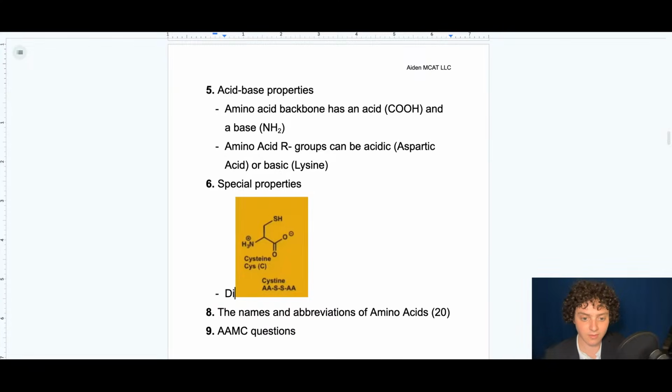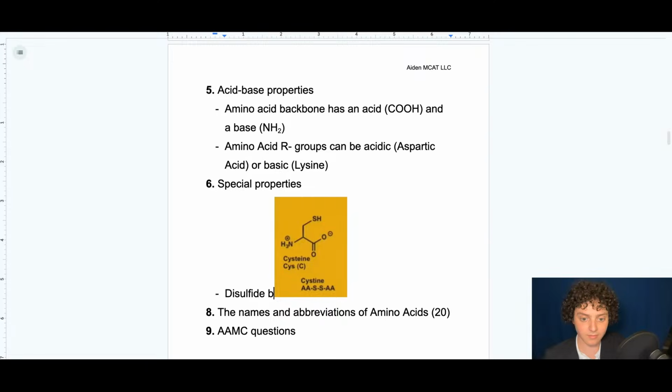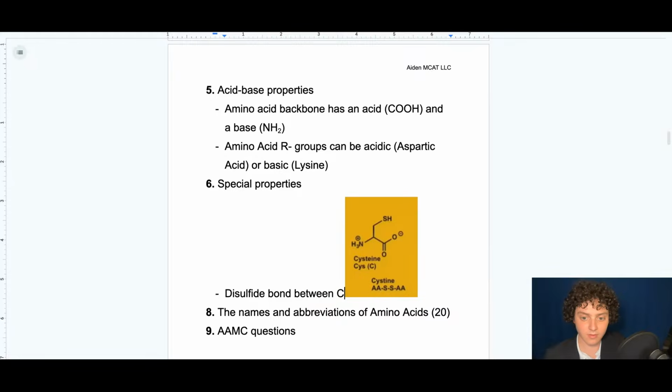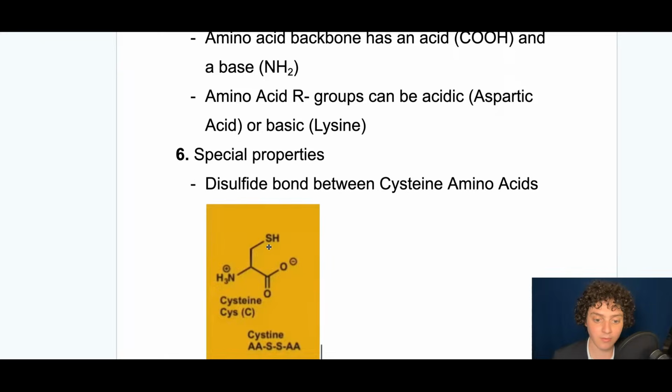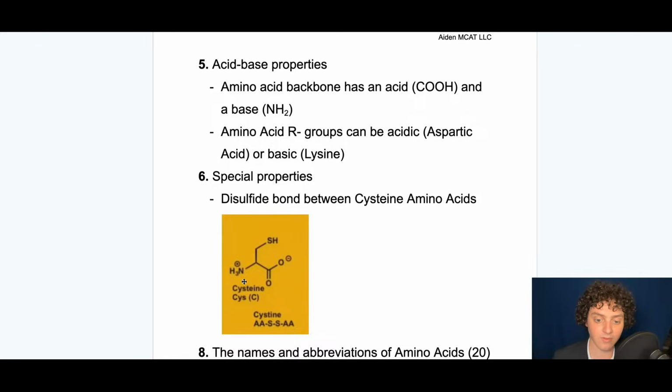So that is going to be the disulfide bond between cysteine amino acids. Cysteine is the amino acid with the R group CH2 and then SH. Those SH groups on cysteine can bind with each other. So one cysteine and another cysteine bind to each other, and they form together what is called a disulfide bridge.